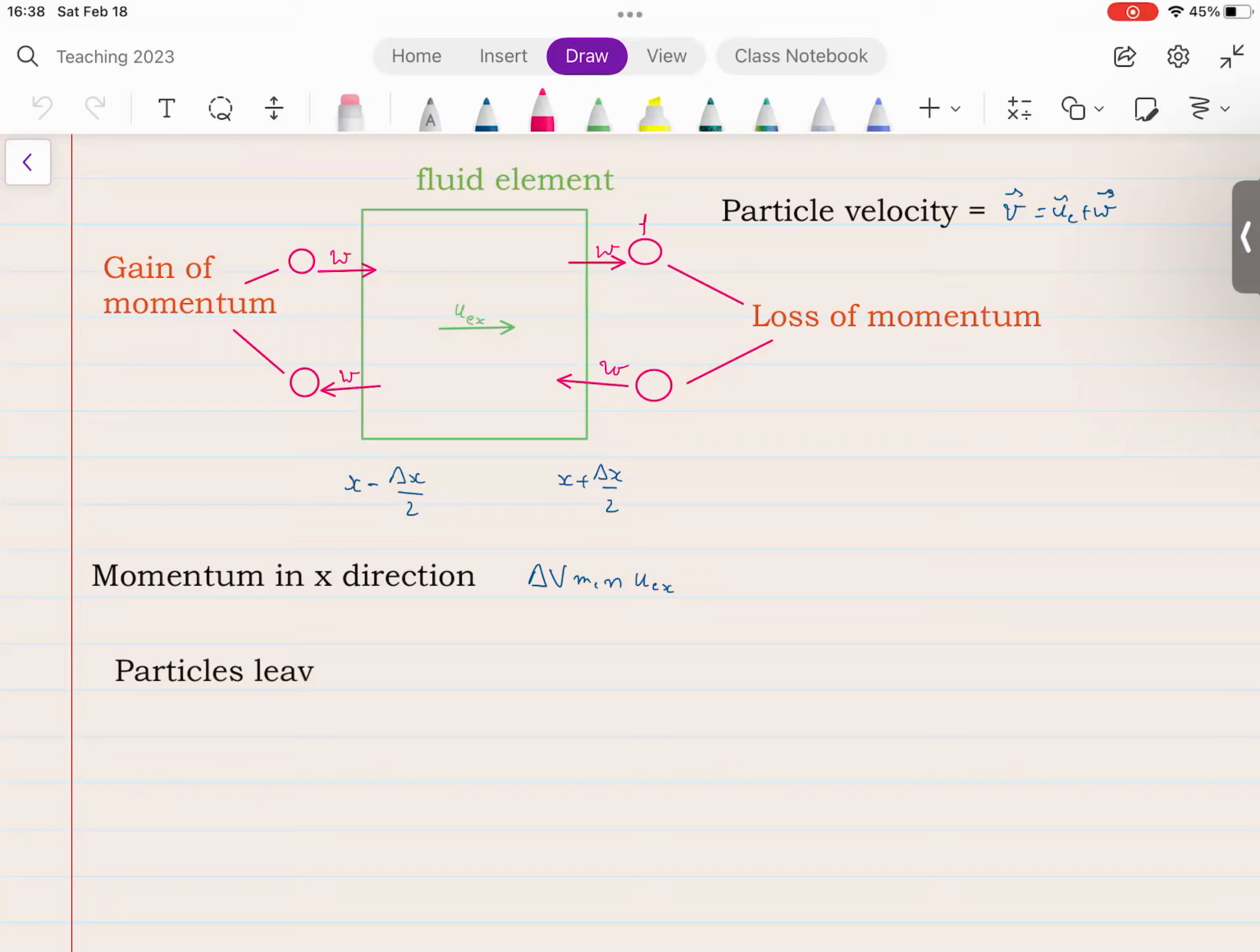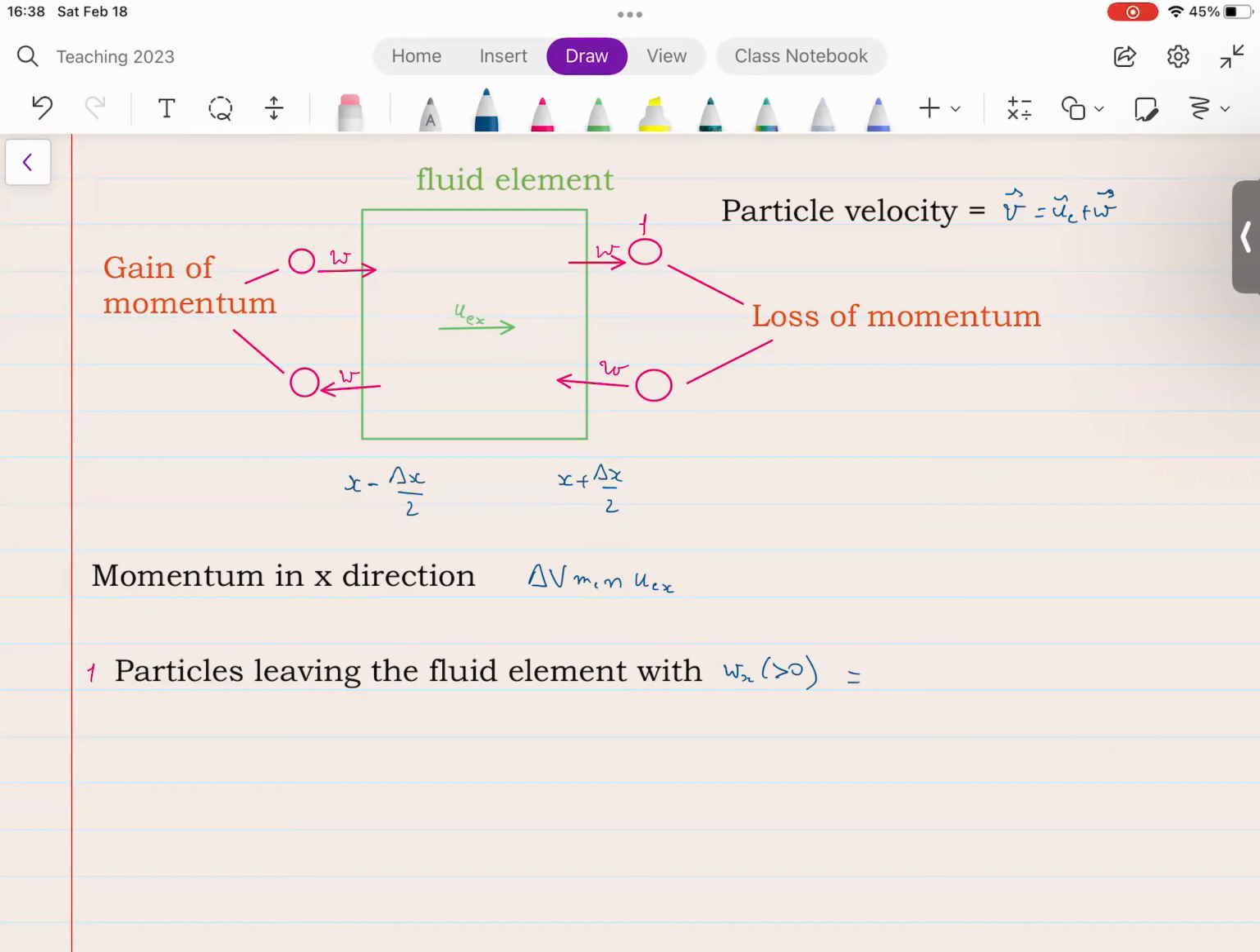I'm worried about the particles leaving the fluid element with a specific velocity in Wx. Let me put this in blue, sorry. I'm looking at particle 1. I said particles, I could have said electrons, since we're looking at electrons.